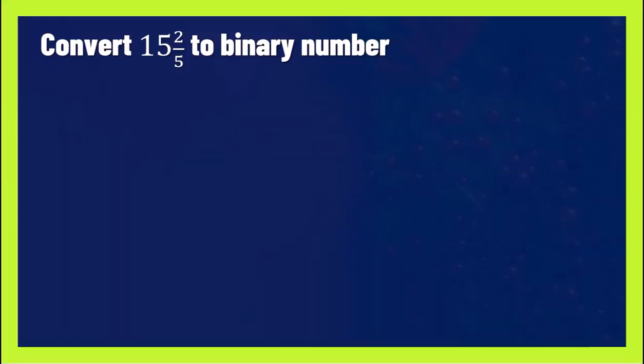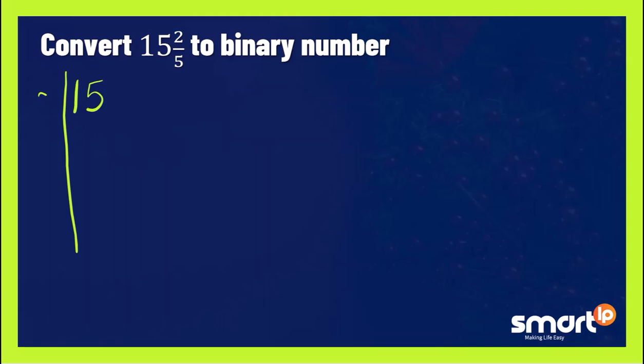Let's look at how to convert 15 whole number 2 over 5 to a binary number. We're going to split this into two parts. We have the whole number part, which is 15, so we write 15 separately, and then we have 2 over 5 separately. First of all, we want to convert the 15 to binary. So let's convert that. We divide this repeatedly by 2.